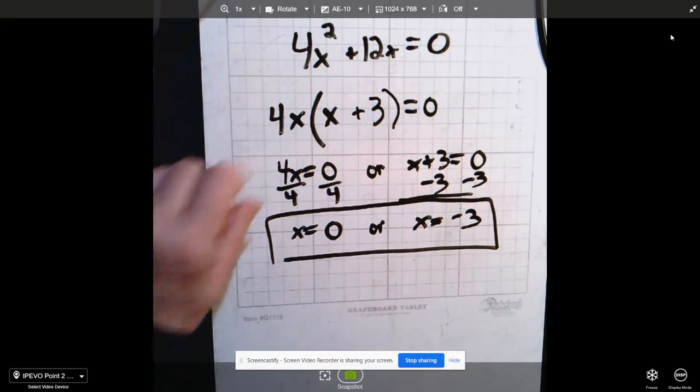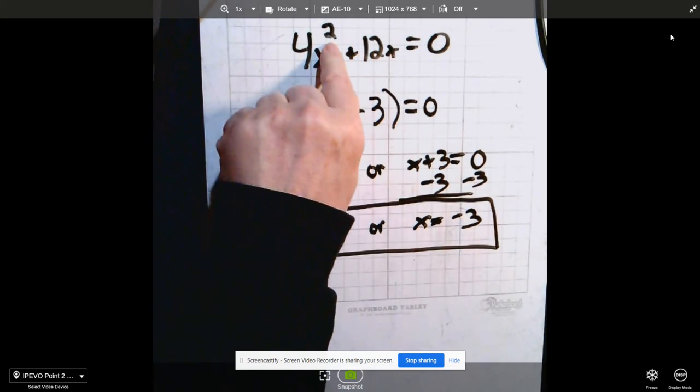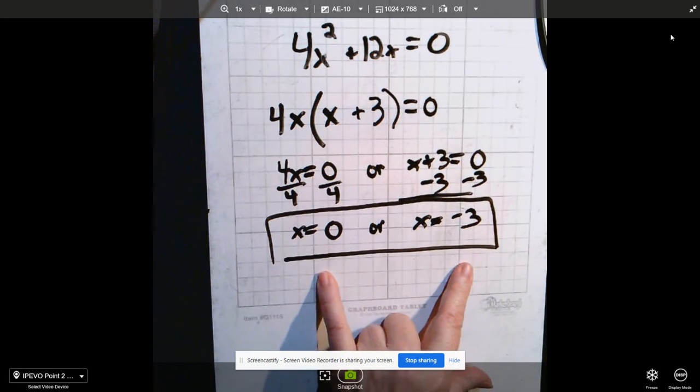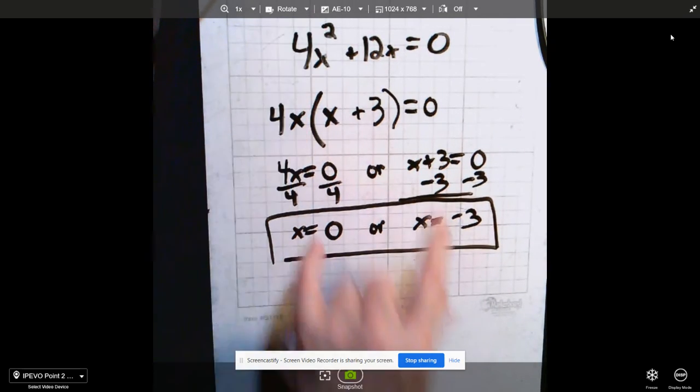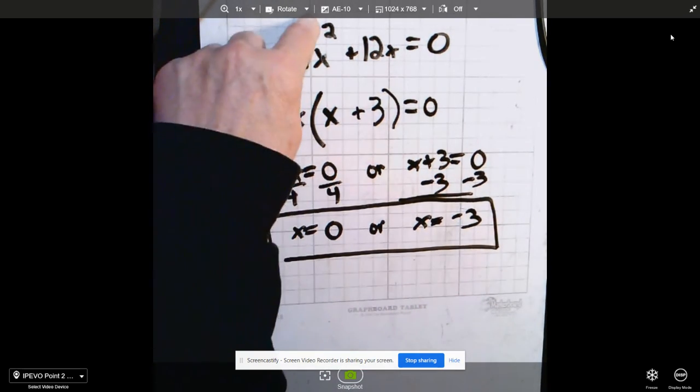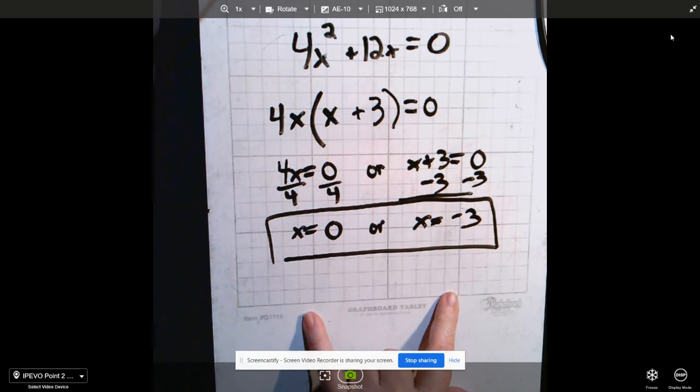You should notice that if I have a quadratic equation, so squared here, I'll have 2 answers. When I had a cubic equation, or a 3 there, I had 3 answers. If I had an x to the 4th, I should have 4 answers, and so forth.